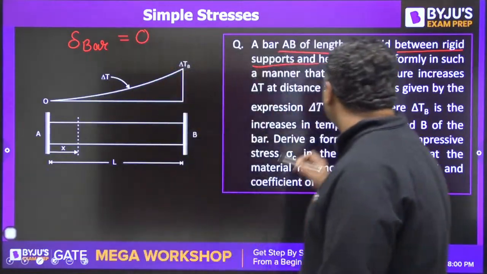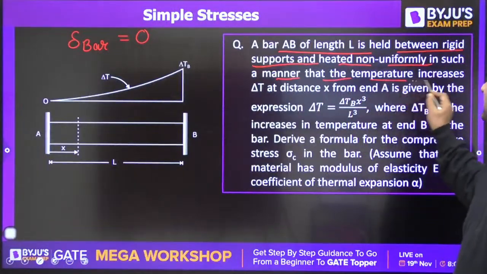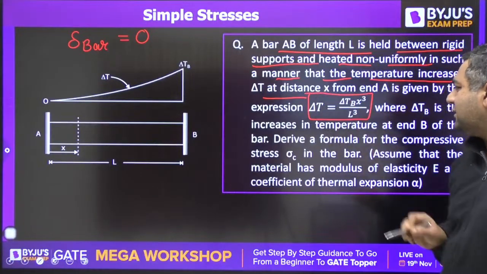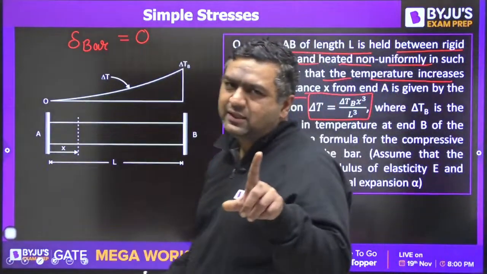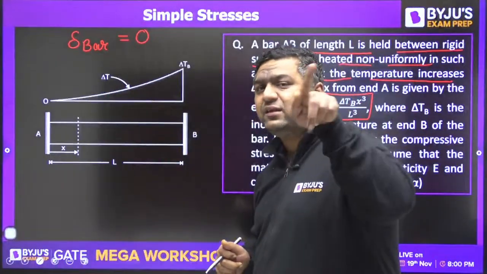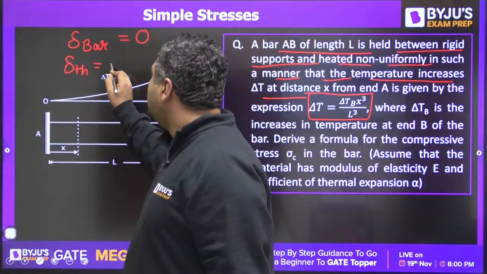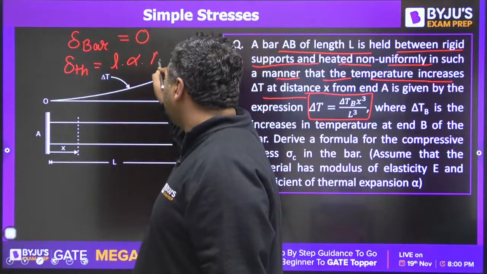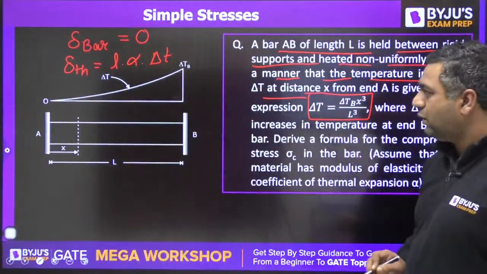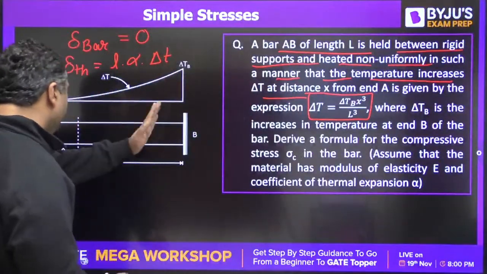Okay? Then my dear, he is saying that it is heating non-uniformly in such a manner that there is a temperature difference, and that is a function of x like this. So whenever temperature is increasing, this bar will be having a tendency to increase in size. Because of that, thermal expansion will happen. You know, delta thermal is given as L alpha delta T. But this time delta T is a function of x, my dear. Okay? So whenever it is a function of x, it is variable from A to B when we are moving.